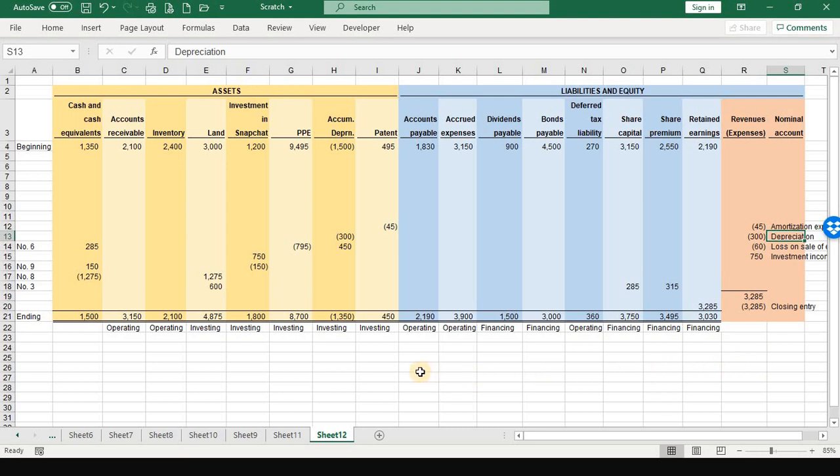Now, let's proceed to the liabilities. For liabilities, we will start with the accounts classified under the financing activity, starting with dividend. The dividends payable has a beginning balance of 900 pesos and an ending balance of 1,500. Let's check whether there is a transaction that is related to the payment of dividends.